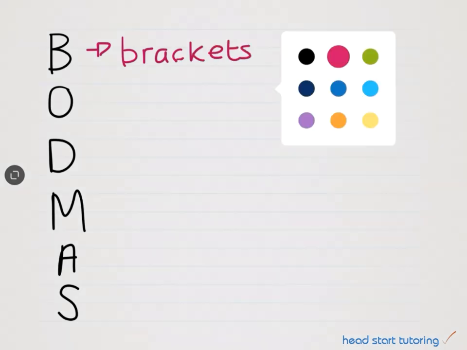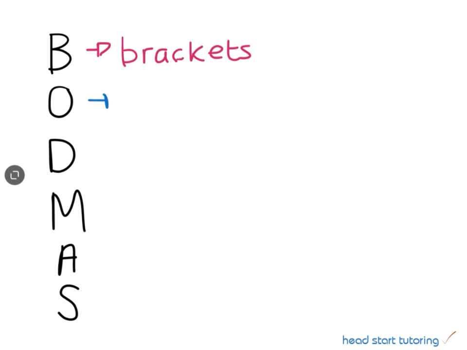In today's lesson, we are going to have a look at BODMAS. We know that BODMAS is an acronym, so we need to go through what each of these letters stand for. The B represents brackets. The O represents of.